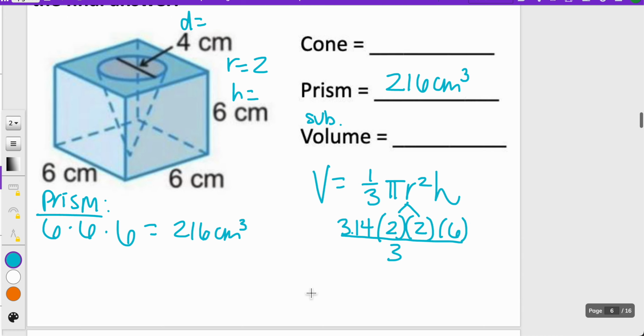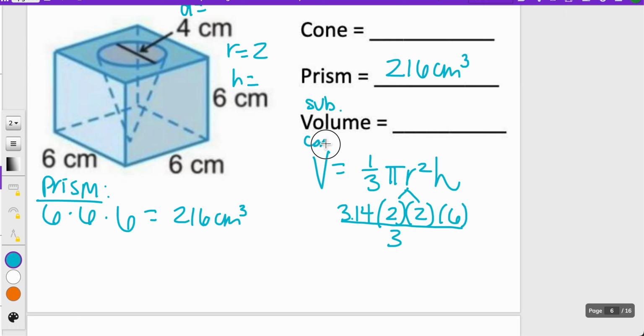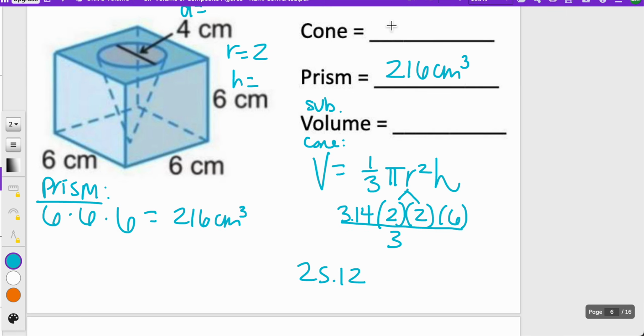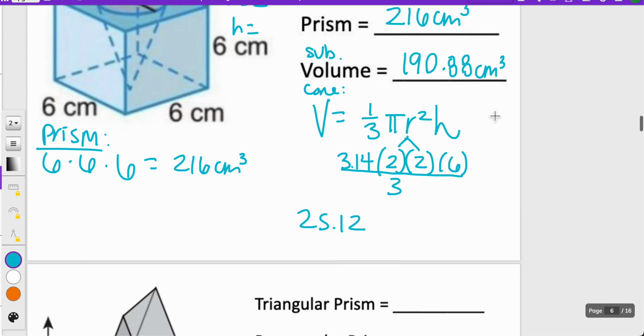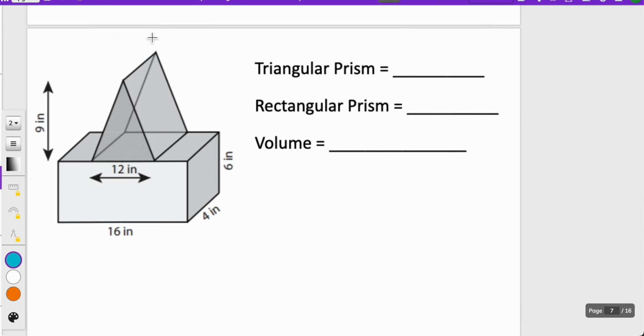Divide by 3. I'm getting my cone as 25.12. So 25.12 cubic centimeters. Now I just need to subtract these two to find the leftover volume. So I'm going to subtract that from 216, and I'm going to end with 190.88 cubic centimeters. Okay? See if you can try this one on your own.